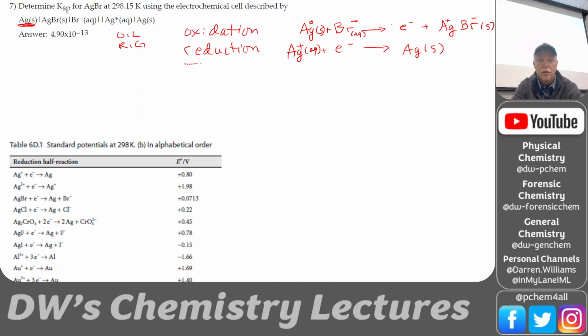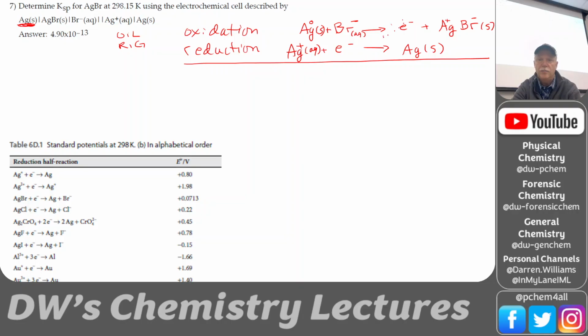And so then we would balance the electrons if we needed to, but we don't need to because there's one on each side. And then we can write this out. So what I'll do is I'll write the whole thing out, and then I'll cancel the silver. Well, I guess I could cancel the silvers now. We can cancel the electrons.